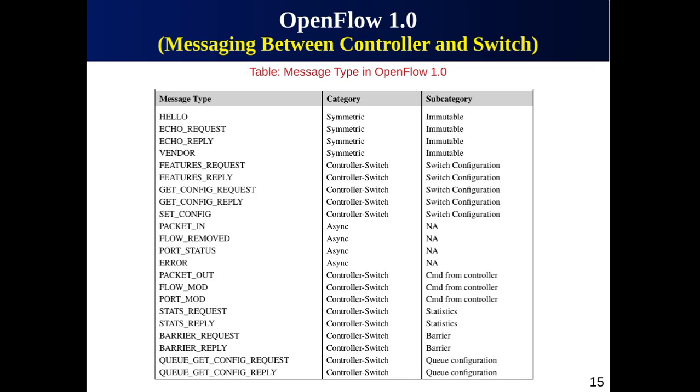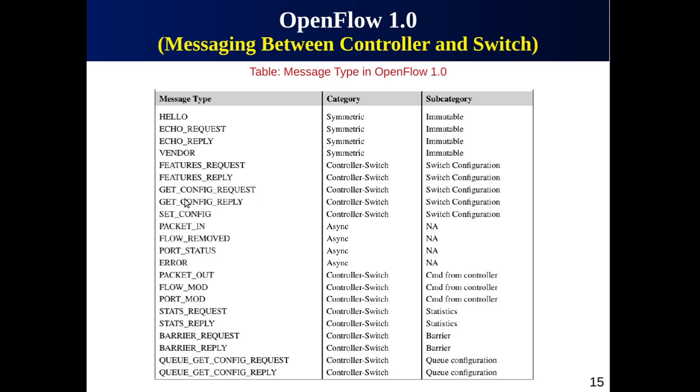Each message between the controller and the switch starts with the OpenFlow header. This header specifies the OpenFlow version number, the type of the message, the length of the message, the transaction ID of the message, and other information. So the various message types in version 1.0 are listed here in this table.